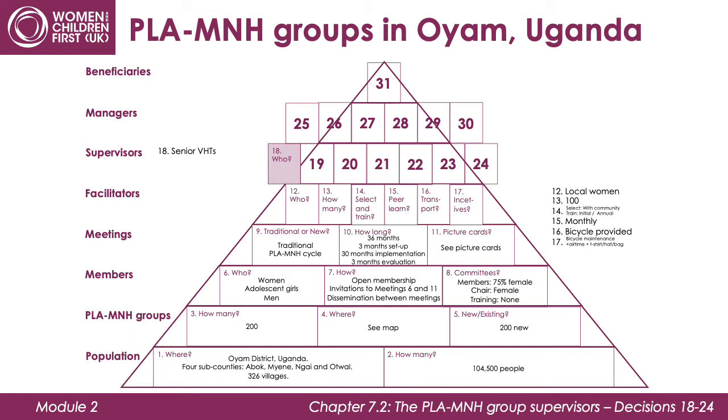Let's revisit our real-world example of a PLA-MNH group program in Oyam district, Uganda. Here, the partner selected Senior Village Health Teams, or VHTs, as supervisors. VHTs are the Ugandan equivalent of community health volunteers. Senior VHTs lead a team of VHTs in a health centre catchment area. They have a particular role in organising monthly meetings.